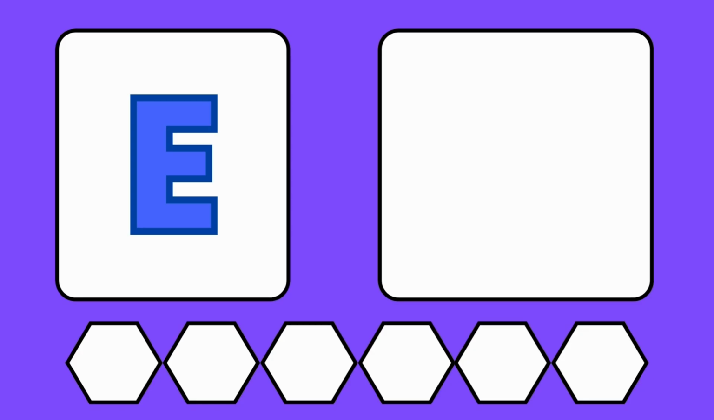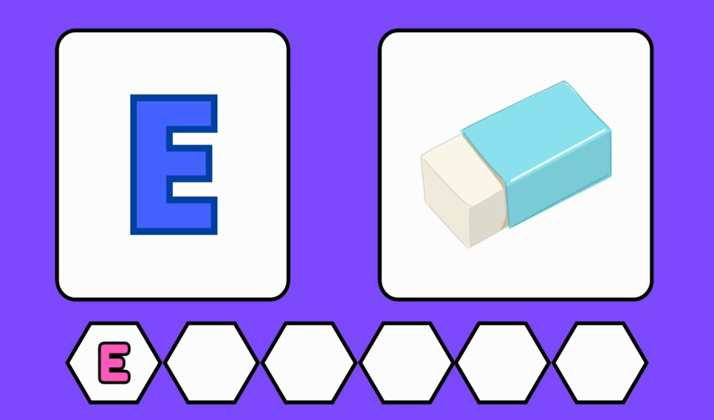A, B, C, D, E, F, G. E is for eraser. H, I, J, K, L, M, N, O, P, Q, R, S. Let's spell it. T, U, V, W, X, Y, and Z. Now I know my ABCs. Next time, won't you sing with me?